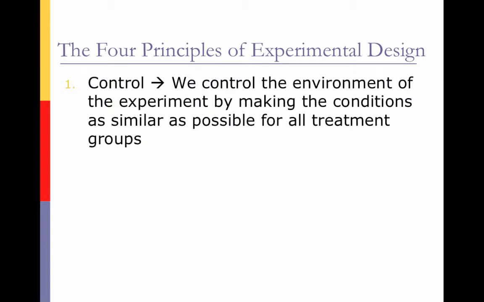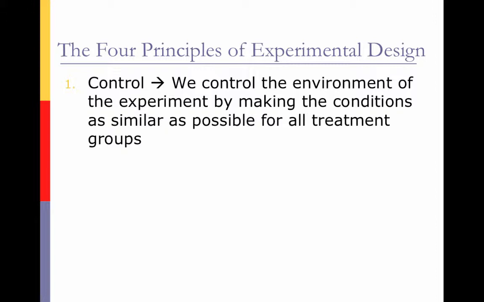There are 4 principles of experimental design. The first one is the control. So the control means that we control the environment that the experiment takes place in. So you want to make as many of the conditions as possible, as similar as possible for all the different treatment groups. So with the migraine medicine, you would want to probably keep people on site, and you would want to keep the lighting and the sound all roughly the same, because sometimes the amount of light and the amount of sound can affect a migraine as well.